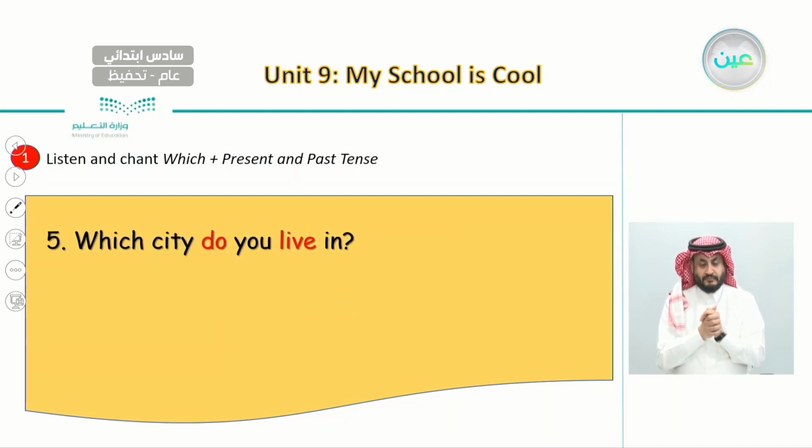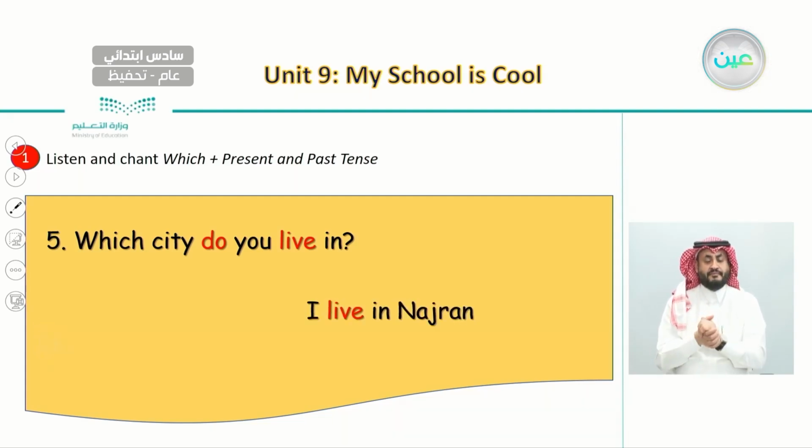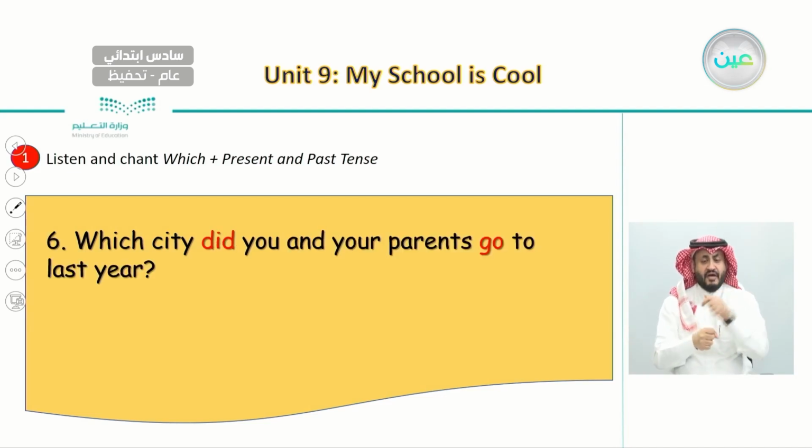Now, moving on to the 5th one, which city do you live in? And the answer is, I live in Najran. Here we also use the present with do in the question, and we also use the present in the answer, with live. Now, how do we use it in the past? Let's see the 6th question.